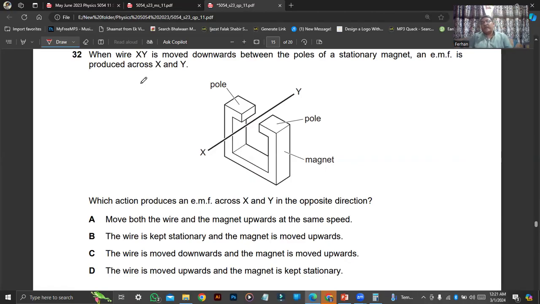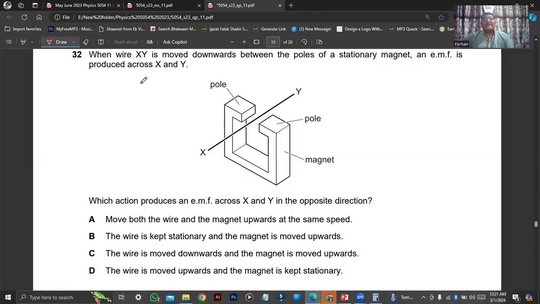You can do two things. You have to do one of these two things. You move the XY in the upward direction, so you will have an EMF produced in the opposite direction. Or you can move the XY downward, but change the poles of that permanent magnet. So do one of these two, okay?